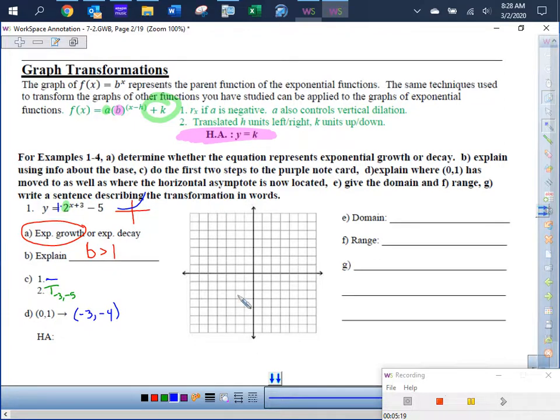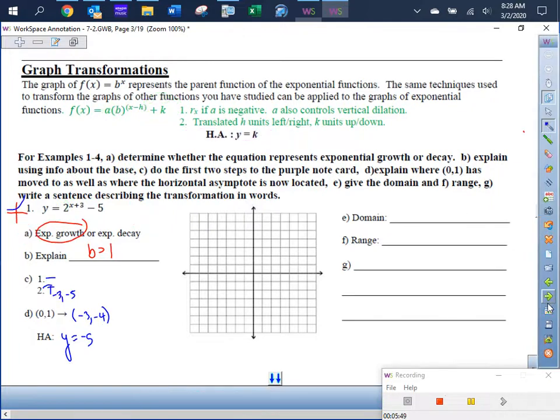But before we even sketch that and put that on our graph, we need to know where the horizontal asymptote is. He is the secret to our success. He will always be at y equals k. So where is our horizontal asymptote? Y equals -5. This thing has been shifted 5 units down in that case.